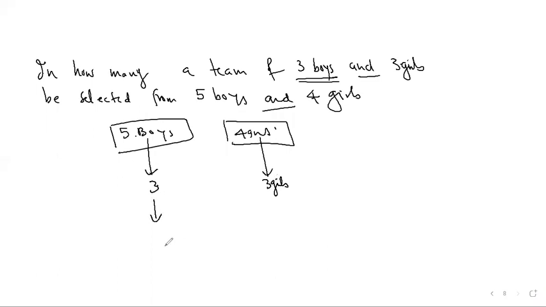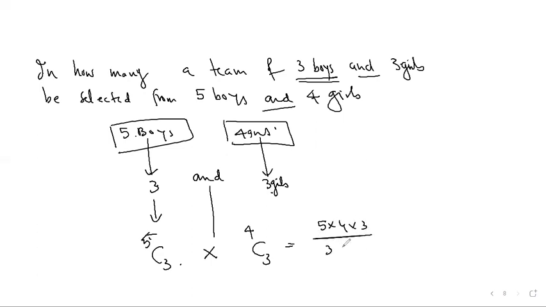How many ways can this be done? 5C3, and it will become multiplication. 3 girls will become 4C3. So your answer is 5C3 into 4C3. 5C3 is 5 into 4 into 3 divided by 3 into 2 into 1. That is 10, into 4C3 which is 4. So 10 into 4, 40.